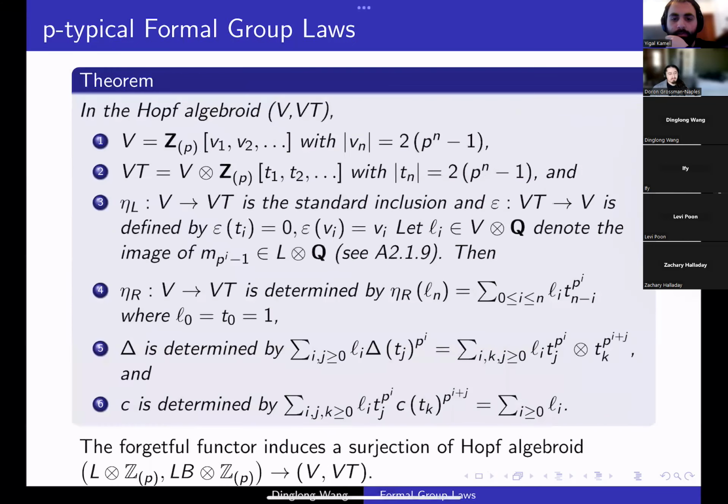So again, we have this Hopf algebra, (V, VT), and it also has these structure maps. I didn't write this into my theorem here because I didn't even talk about the morphisms between Hopf algebras, but I think somehow you can feel it. So the forgetful functor induces a surjection of Hopf algebras.